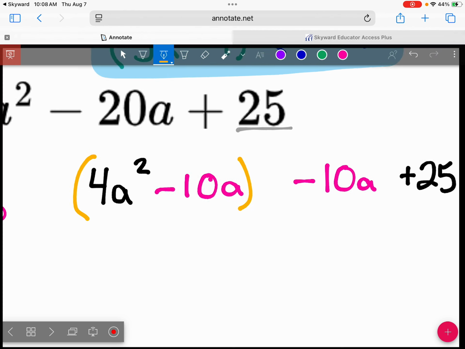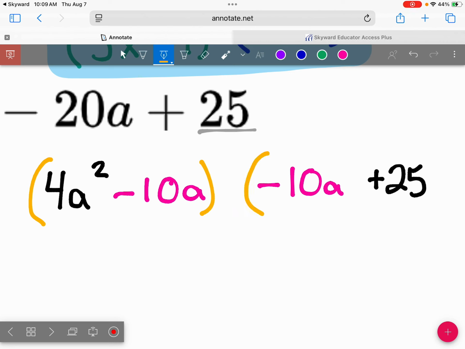Whenever I have a minus sign in the middle between them right there, I'm always going to pull it into my parentheses because I want there to be a plus in between. Every time. It helps me keep track of signs. It really does. So whenever we're factoring by grouping, you want to have a plus in between.